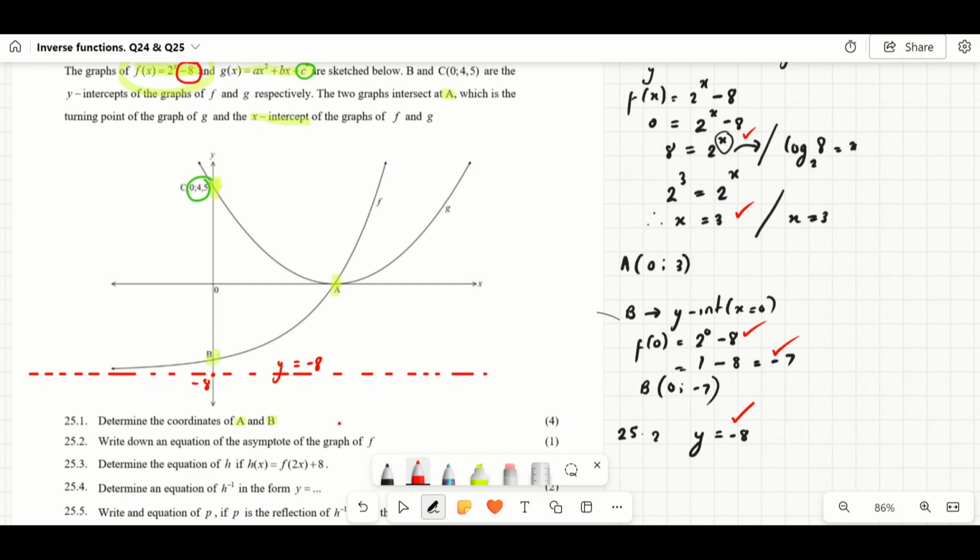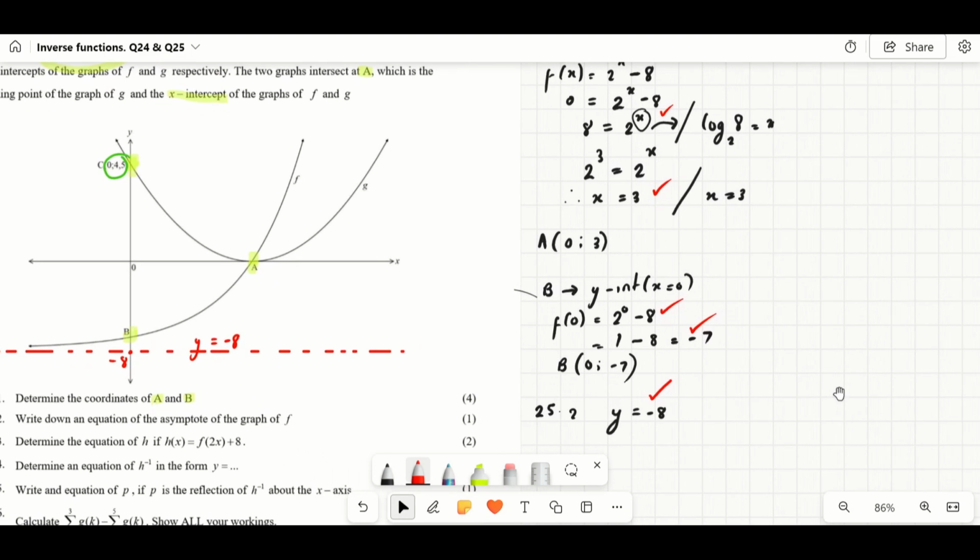Now determine the equation of h. What is h? h of x will be determined by doing the following. Let me just write the question here.